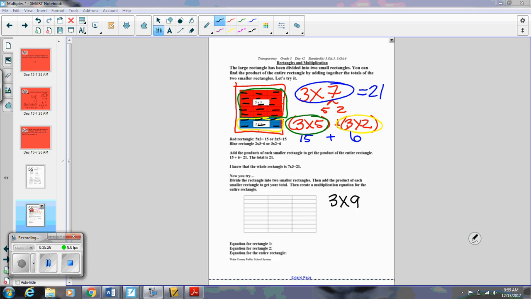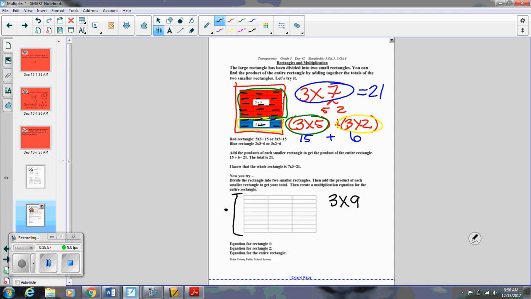Which side has 9? Which side has 9? Put your finger on your side that has 9, because your rectangle might look different than my rectangle. Put your finger on the side that has 9. So for me, I'm going to put my finger right here, because this is 9. What would I break 9 into?